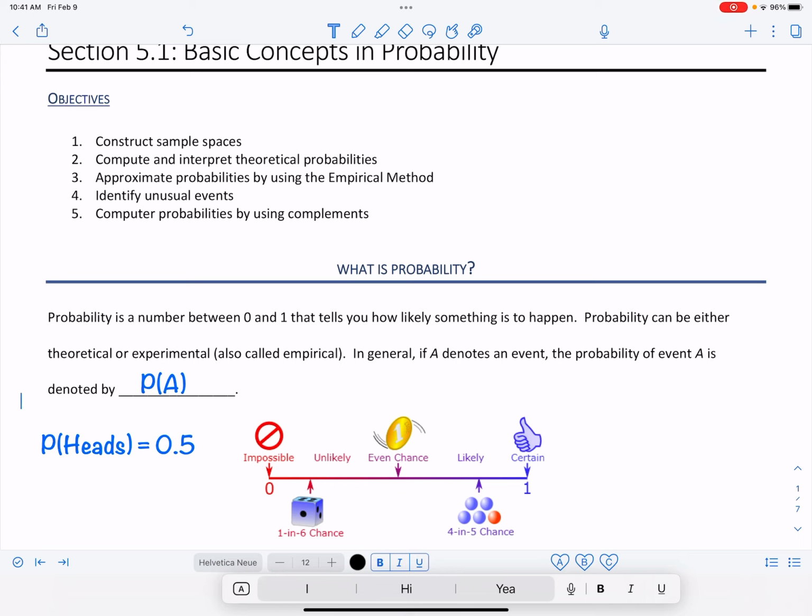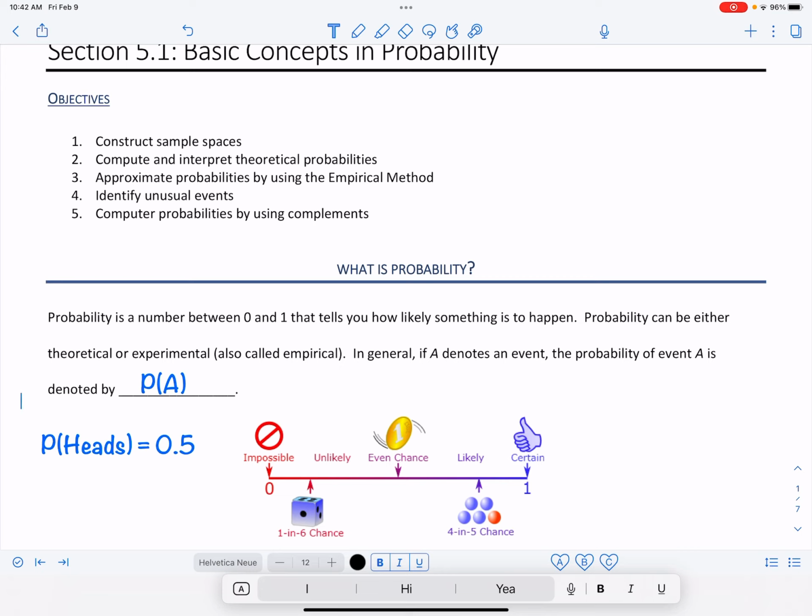So the probability that we get heads on a fair coin, we said that was 0.5. That's like a 50% chance. That's going to fall right in the middle, right? An even chance. There's just as likely to get heads as there is to get tails when a coin is flipped.